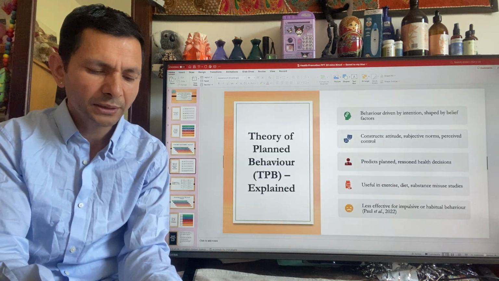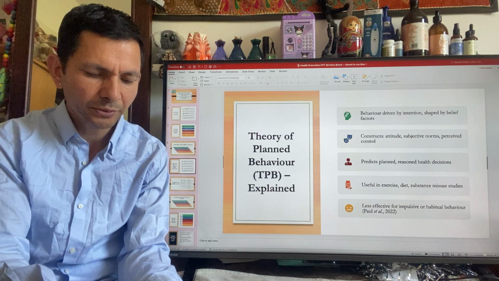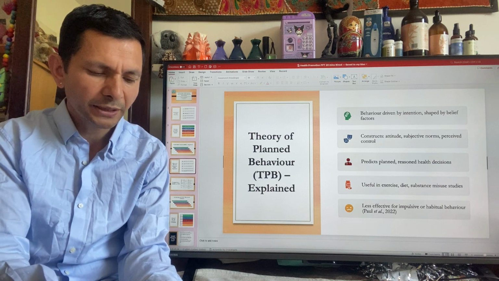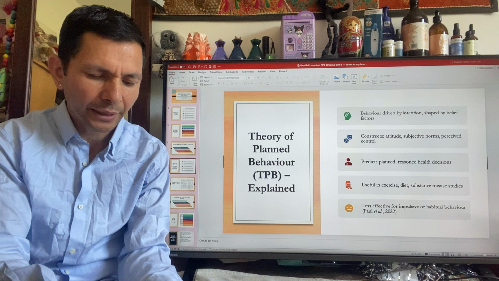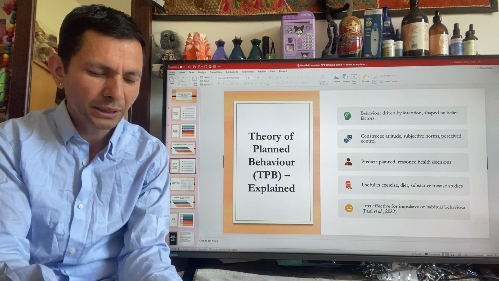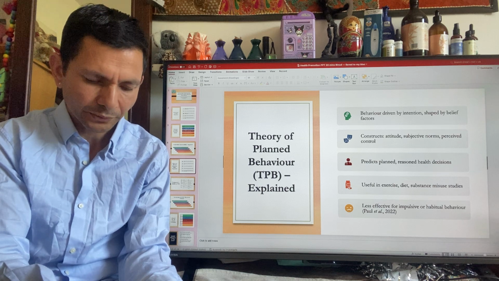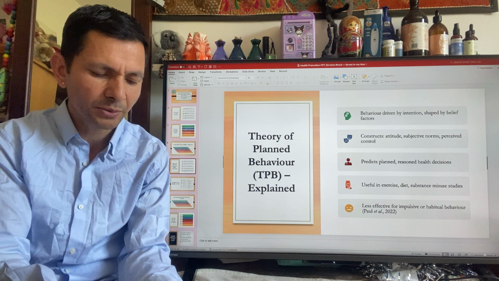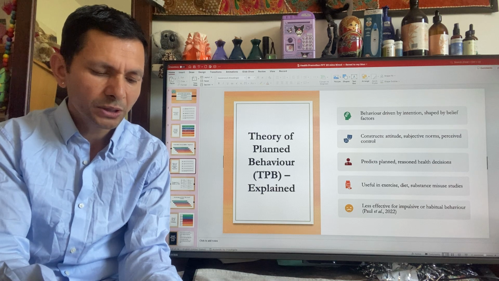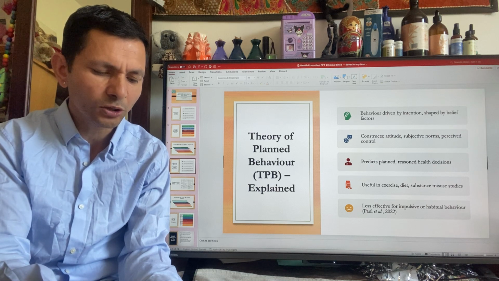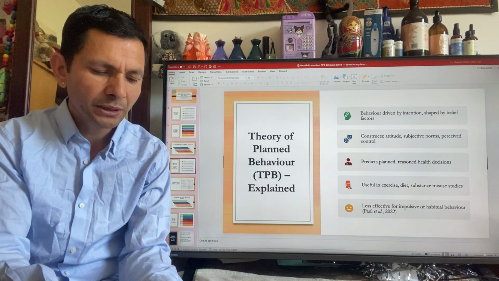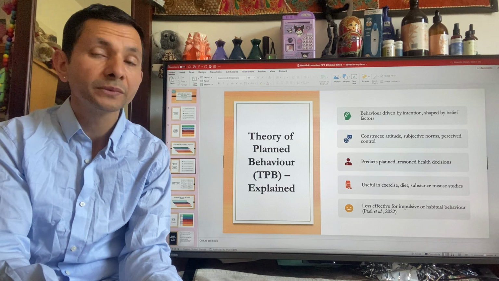Theory of planned behavior explained. The theory of planned behavior focuses on the role of intention in driving behavior. According to this model, three key factors shape intention: our attitude towards the behavior, subjective norms or social pressure, and perceived behavioral control, essentially how easy or difficult we think it would be.